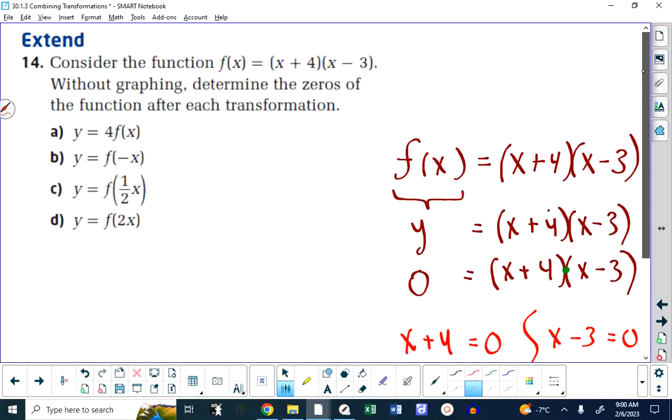The other thing you need to know in order to answer this question from earlier grades or earlier math courses is a 0 is a value of x that makes the function 0. That's the definition of a 0. A 0 of a function is the value of x that makes the function 0.